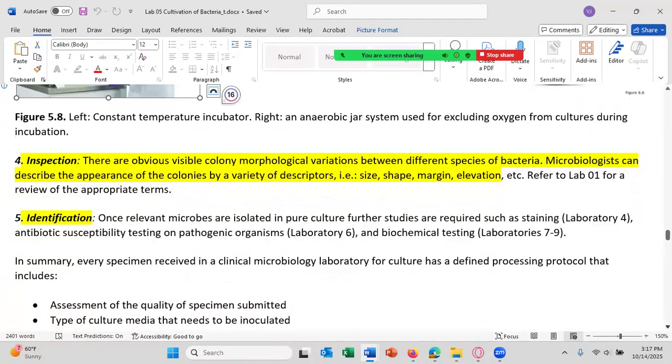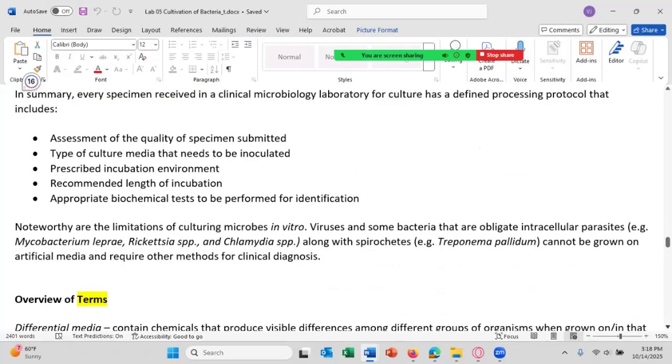And then once you have your growth on the plate, you inspect the plate to see colonies. There are obvious visible colony morphological variations which can help you begin to differentiate different species. You could also determine the appearance of the colonies, the variety of descriptors: the size, the shape, the margin, the color, the elevation. You refer to Lab 1 for a review of the appropriate terms, but you cannot identify the species just by looking at the colonies and the growth. So you then have to do identification to identify the species, and that is done by biochemical tests, at least in most laboratories. It is possible you could identify the species just by sequencing the DNA, but most labs actually run the biological tests.